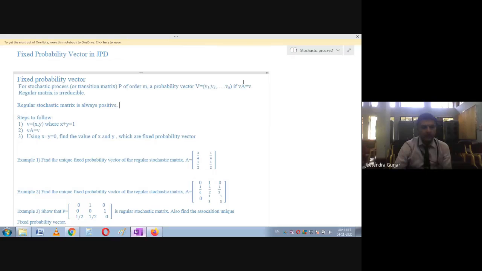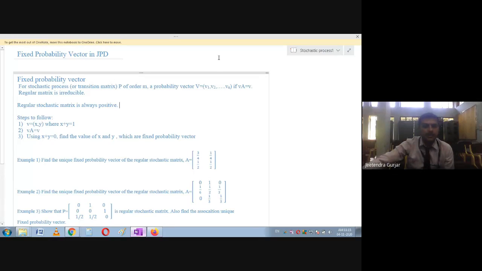Today we are going to study something very important, that is a fixed probability vector in joint probability distribution. It will come under the unit joint probability distribution. Please concentrate here, because in the test they may ask such definitions and conditions, such one mark questions. So please concentrate on the definitions, conditions and notes that I have given.